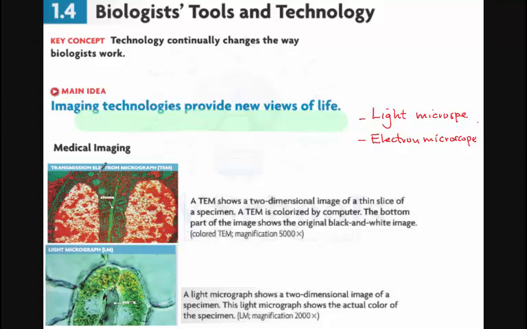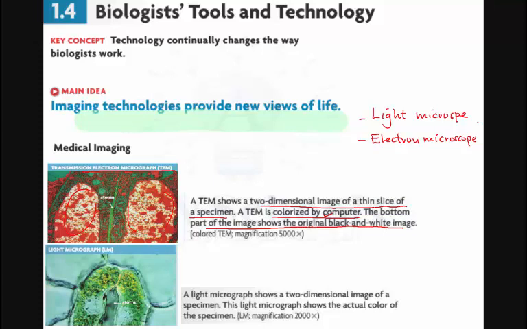So if you look at the pictures that we have here, we have a picture which was taken from a transmission electron microscope. A transmission electron microscope shows two-dimensional images of a thin slice of a specimen, and it is colorized by a computer. The bottom part of the image shows the original black and white image, which is not here, but the whole of this was black and white. By use of computers, one of the emerging technologies that makes things clearer, it has been made color so that it's easy to see.